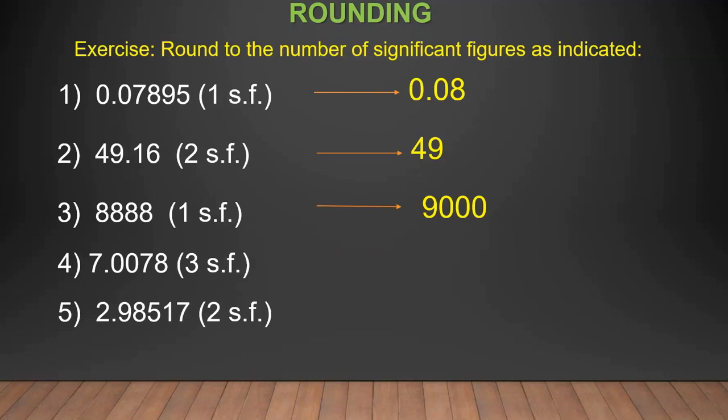Next, we have 7.0078. Round this off to three significant figures. So the third significant figure is 0, followed by 7. So 0 becomes 1. So we have 7.01. The last number is 2.98517. Round off to two significant figures. 9 is followed by 8, which is greater than 5. So 9 becomes 10. So this will turn into 0 and add the 1 to 2, making it 3. So the answer is 3.0. I hope you got all your answers right, and thank you for watching.